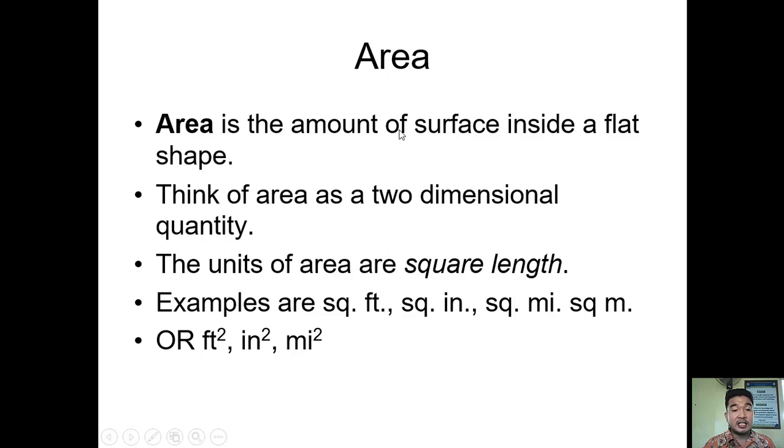For the area, it is the amount of surface inside the flat shape. Ito yung buong surface, ano? So kung ang sinusukat natin ay yung floor, pagka perimeter ang hinahanap natin doon, yung gilid lang ng floor.